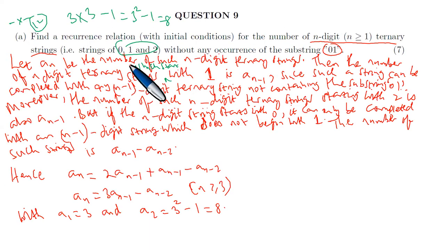You can determine the recurrence relation for the number of these. Because this recurrence relation, you can solve it. So the kind of question we're looking at can be done using recurrence relations. But now we're going to use generating functions. You can use recurrence relations, and since this one is homogeneous, you can just say a_n is alpha to the power n, and then using the initial conditions, you can solve this.